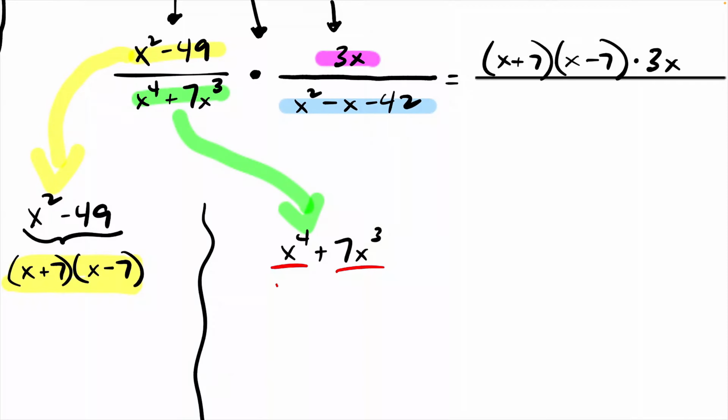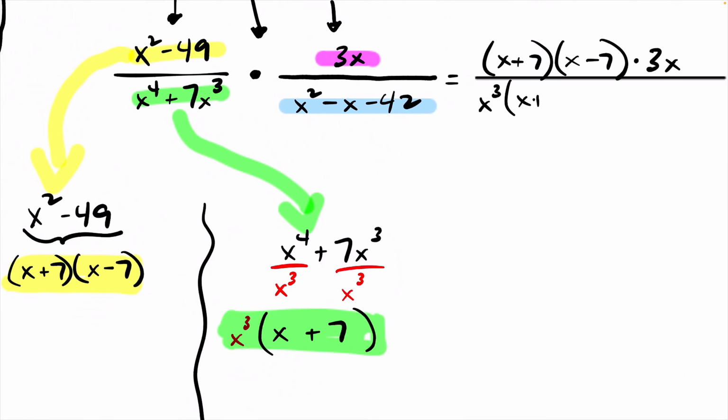Yes. How many x's can I take away? 3, right? So x cubed. What does that leave? X plus 7, right? Is x plus 7 difference of squares? Nope. So the green is now this. So I'm going to move the green. Since it was on the bottom to begin with, it's going to be on the bottom over here.